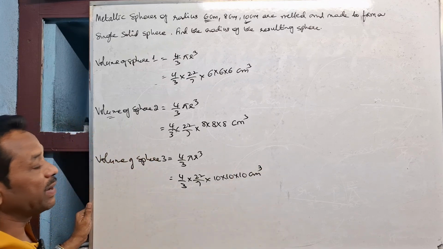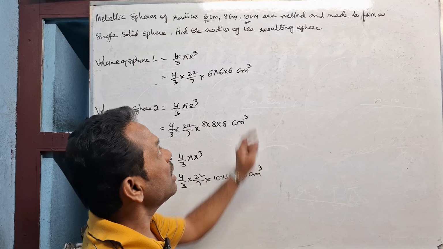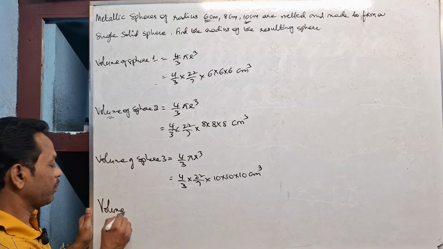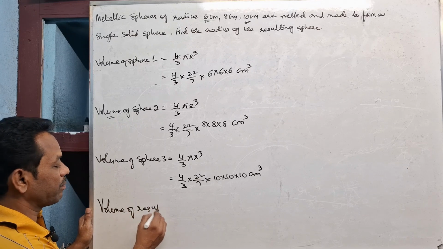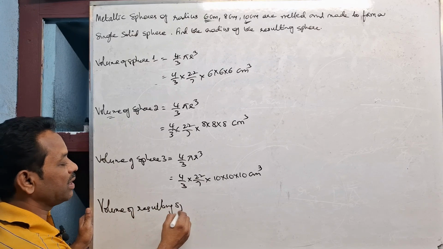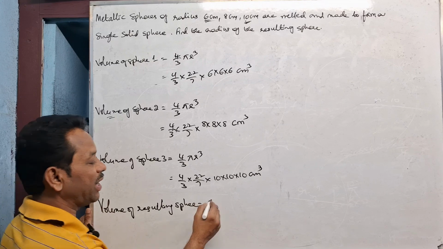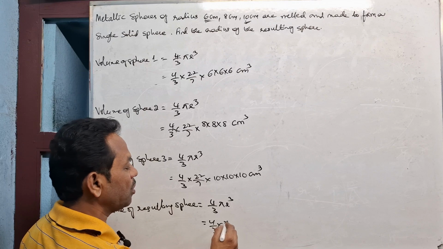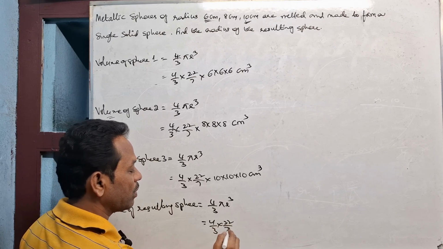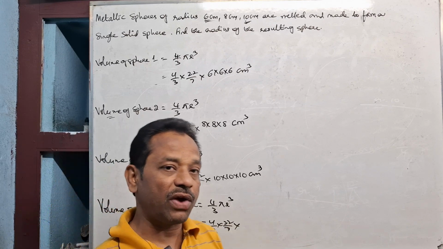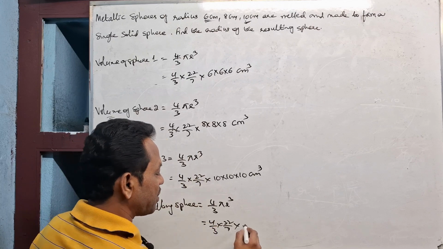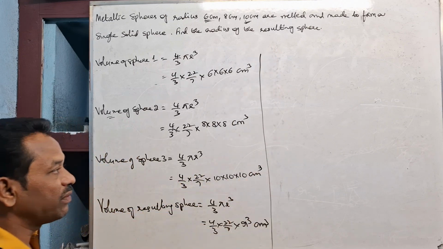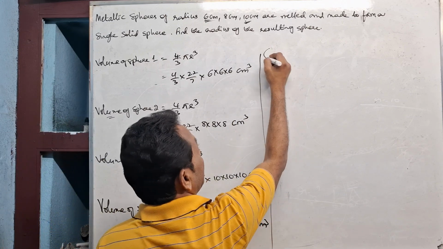Now these three are melted and made into a new sphere. So the volume of the resulting sphere equals, the formula is 4 by 3 pi r cube. That is 4 by 3 into 22 by 7 into r cube centimeter cube. As we don't know the value of r, let me keep r as it is.